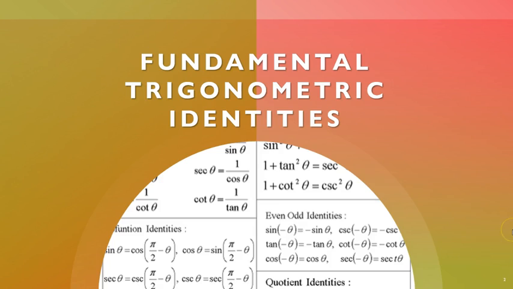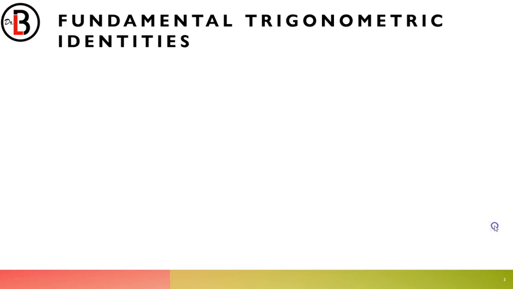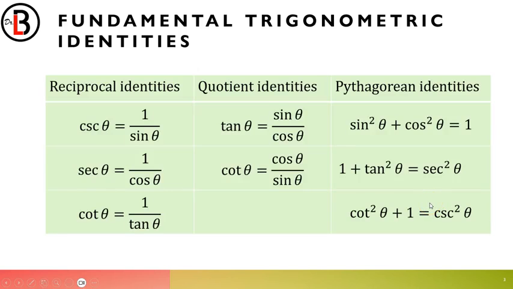For the first part, the fundamental trigonometric identities, let's have this. Shown in the table are three of the most common or most fundamental trigonometric identities. The reciprocal identities, wherein cosecant theta is 1 over sine theta, secant theta is 1 over cosine theta, and cotangent theta is 1 over tangent theta.